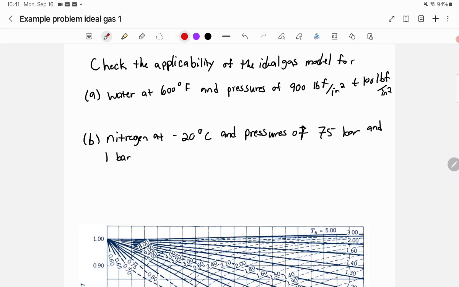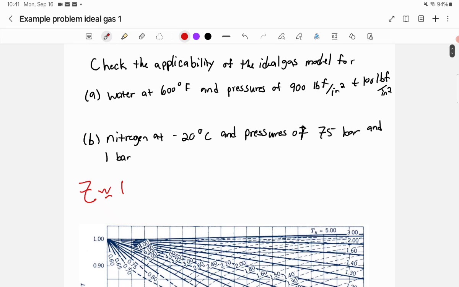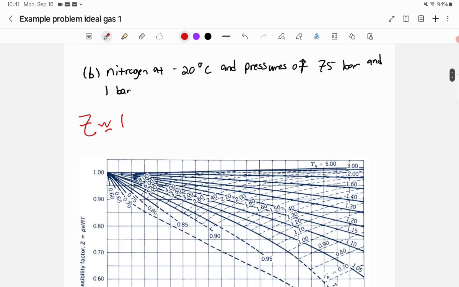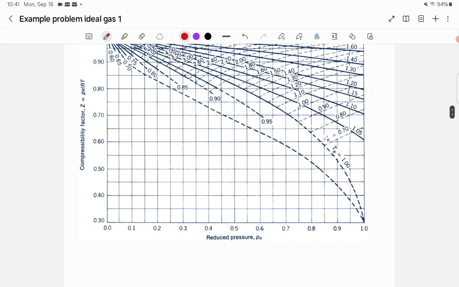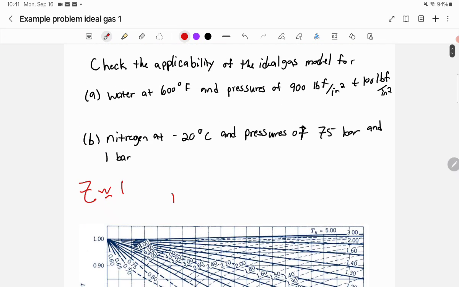And what you need to recall is that the compressibility ratio has to be approximately equal to 1 for the ideal gas, because obviously if it's equal to 1, then that means that PV is equal to RT, which is the ideal gas model. So there's a couple of ways that we could go about this, but I'm going to use the compressibility table figure that we have here. This is figure A1.